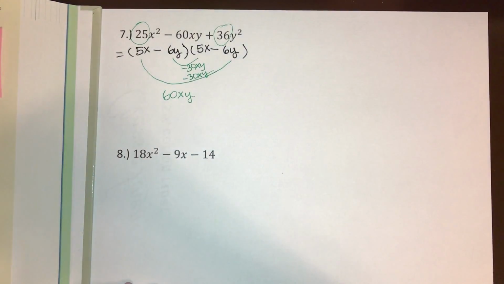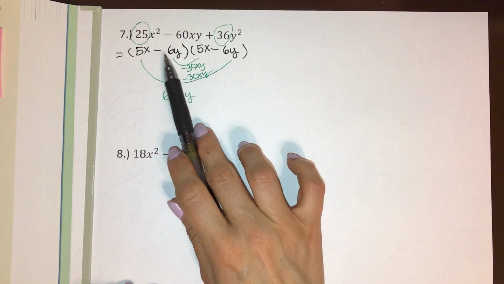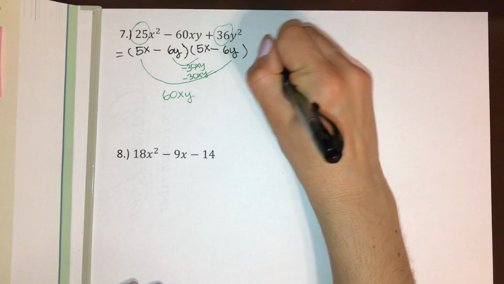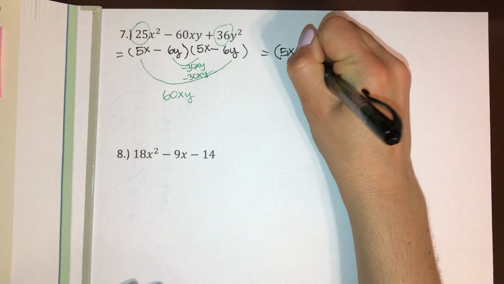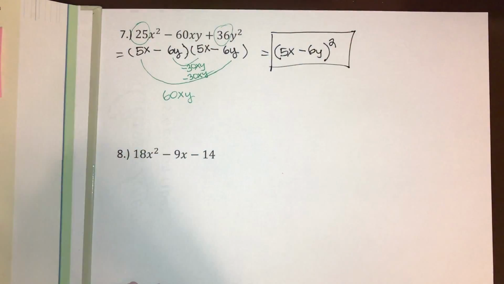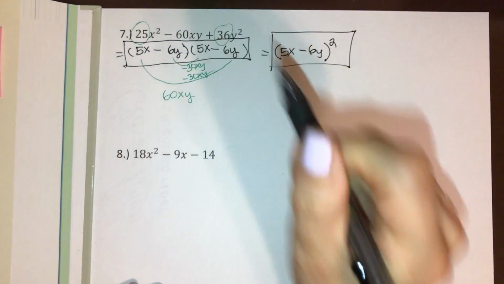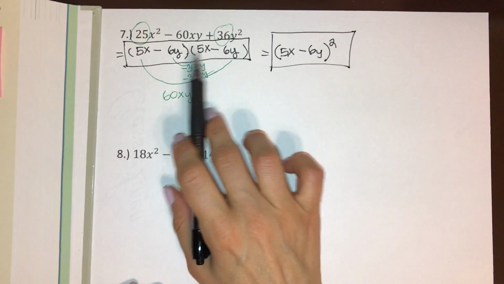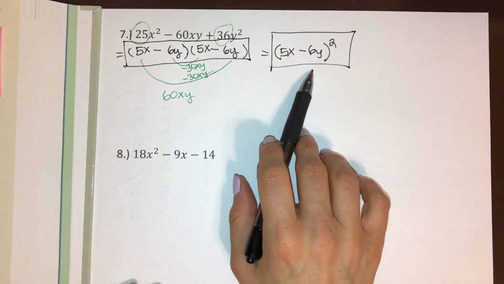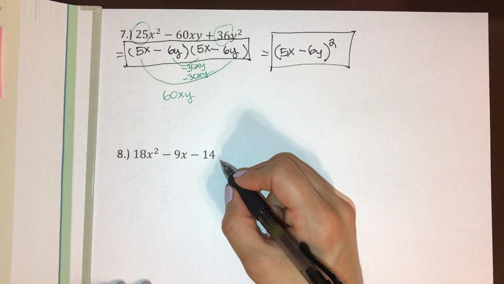Now for this problem, since these two factors are exactly the same, you can also write your answer as 5x minus 6y quantity squared. That is also correct. So we could write it this way, or you can write the two separate factors. They have to be exactly the same with the signs in order for us to write it this way. Last example is in the correct order.